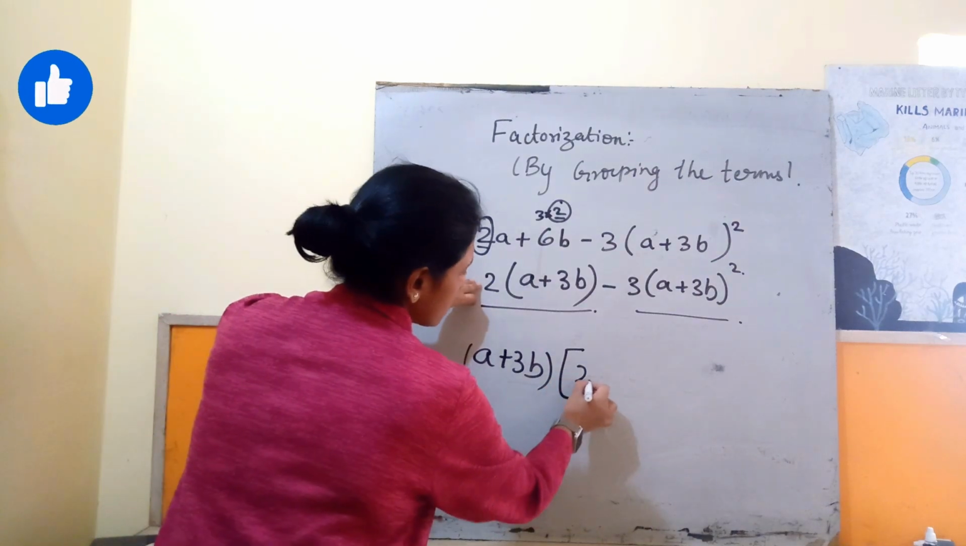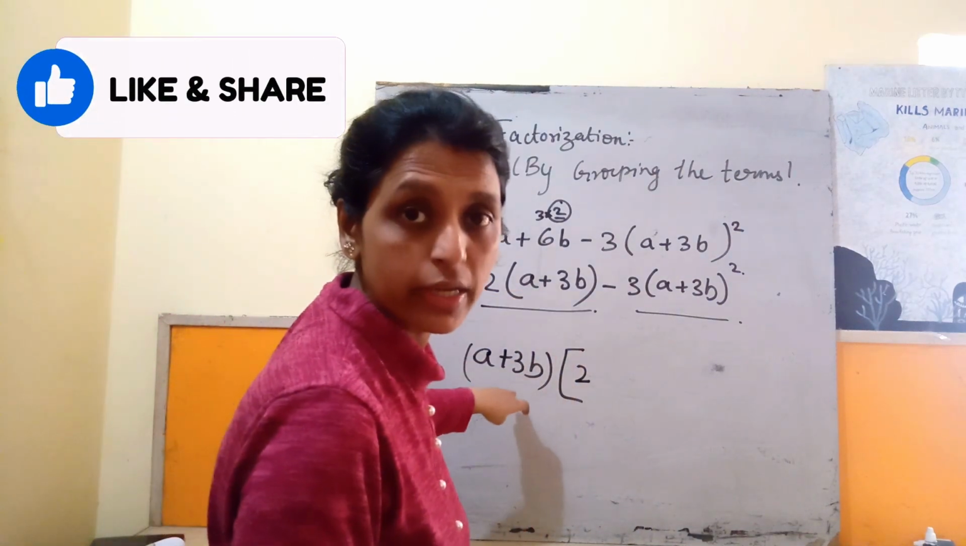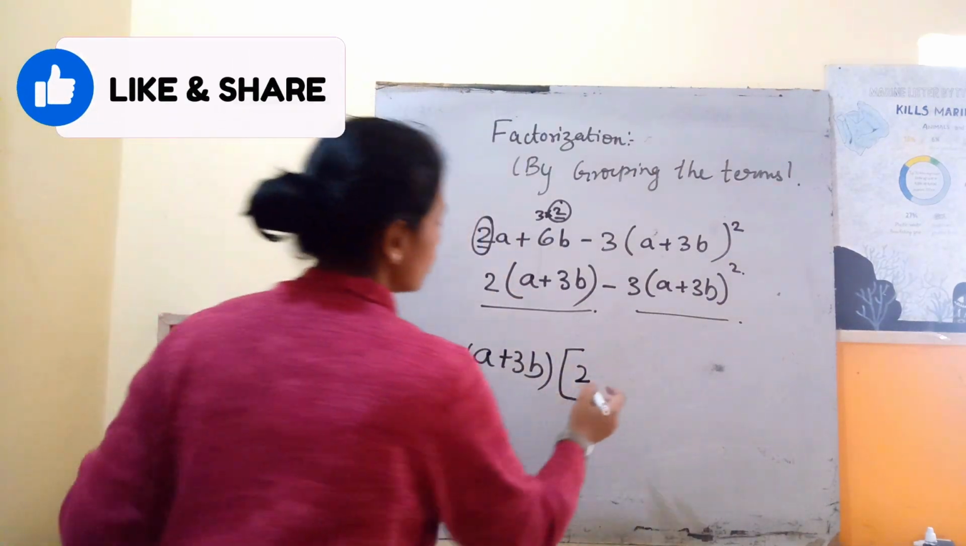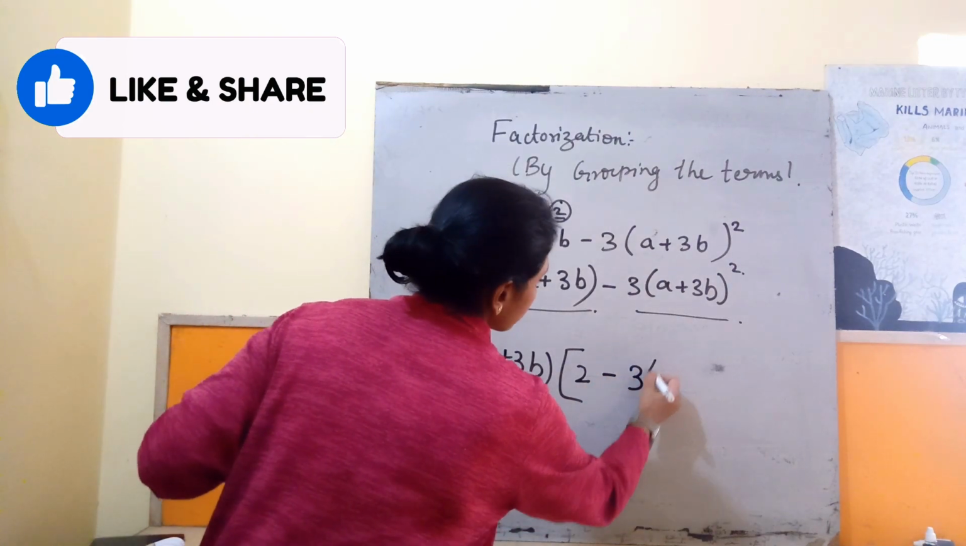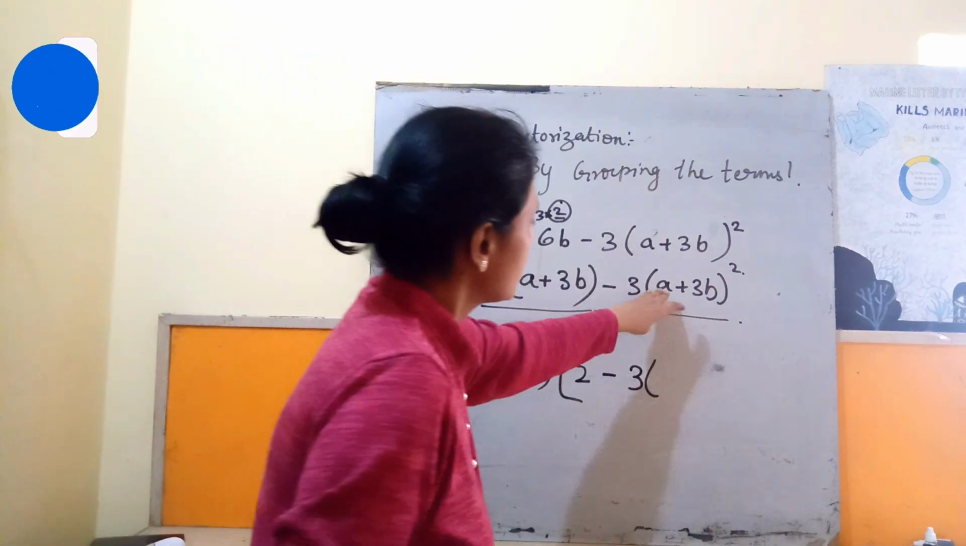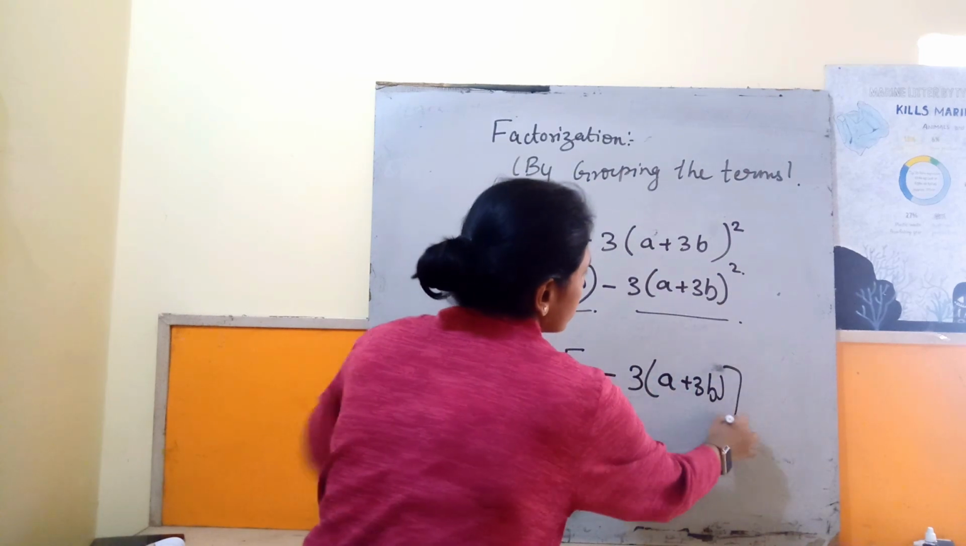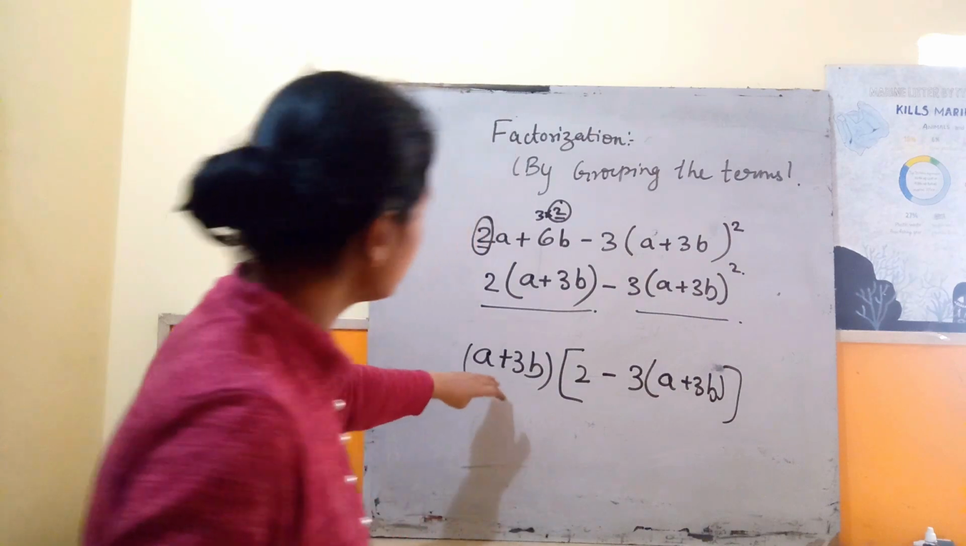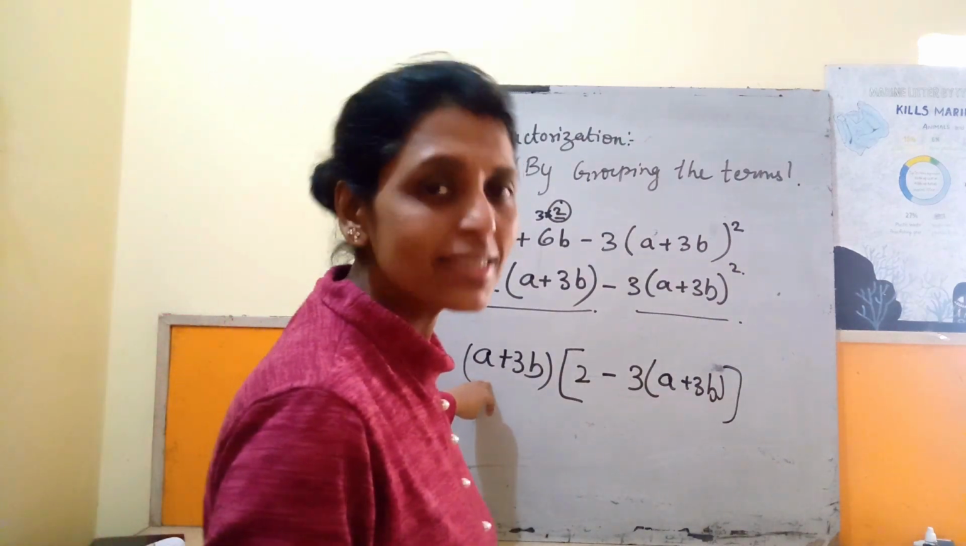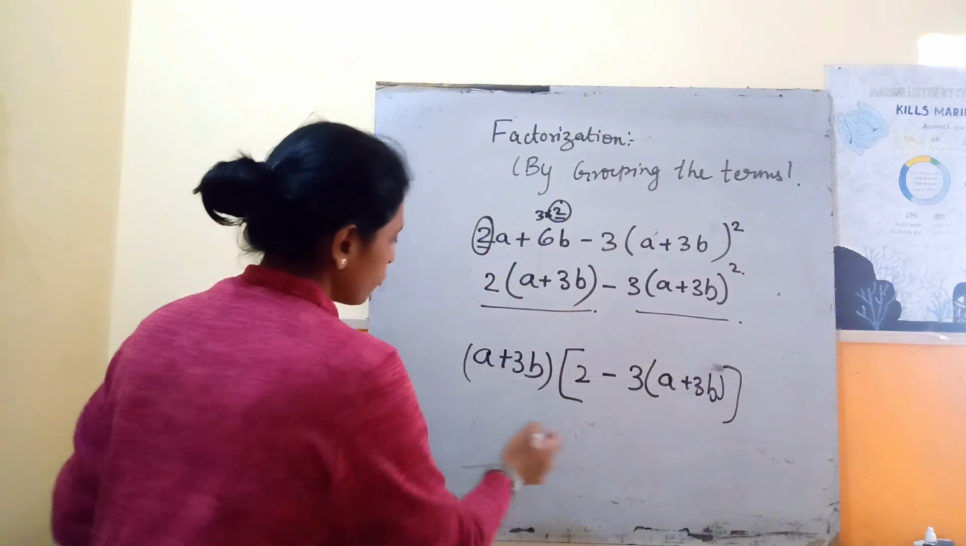In the first term 2 is left. Why? Because a plus 3b has been taken as common here. So 2 minus 3 times (a plus 3b). Why? Because out of this (a plus 3b) squared, one a plus 3b has been taken as common. You can further solve it.